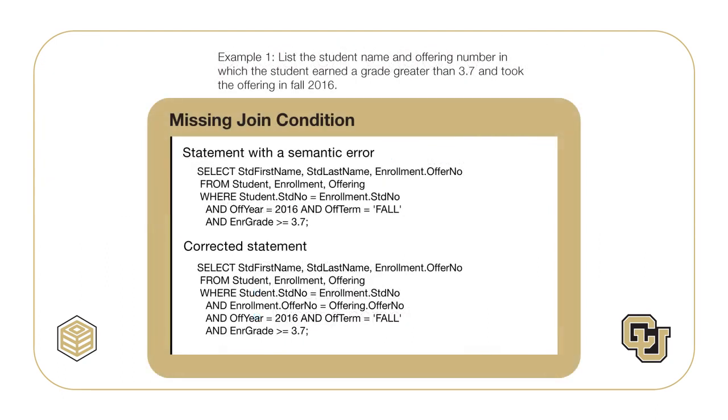Example 1 lists the student name and offer number in which the student earned a grade greater than 3.7 and took the offering in fall 2016. The statement contains a missing join condition, an example of a semantic error. The missing join condition generates extra enrollment rows that do not match offering rows. You should remember that joining three tables typically requires two join conditions.